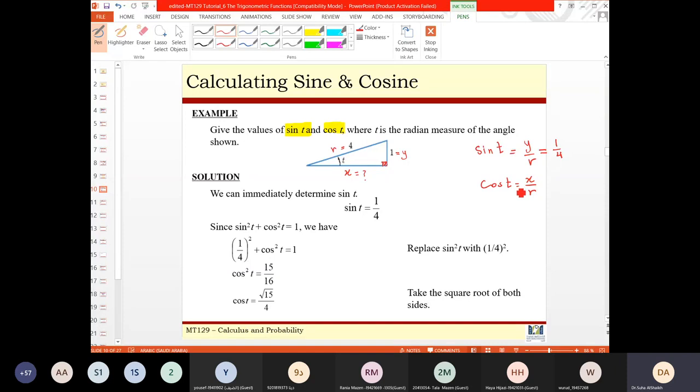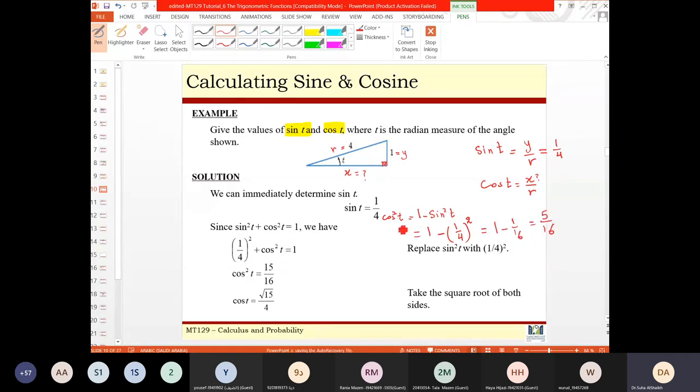Now if I want to find the cosine t, I don't have the x. But I know that sine square t plus cosine square t is equal to 1. We said that cosine square of t is 1 minus the sine square of t. So I can simply substitute with the sine, and the sine is a quarter. So one quarter squared here, so this is 1 minus 1/16, which equals 15/16.